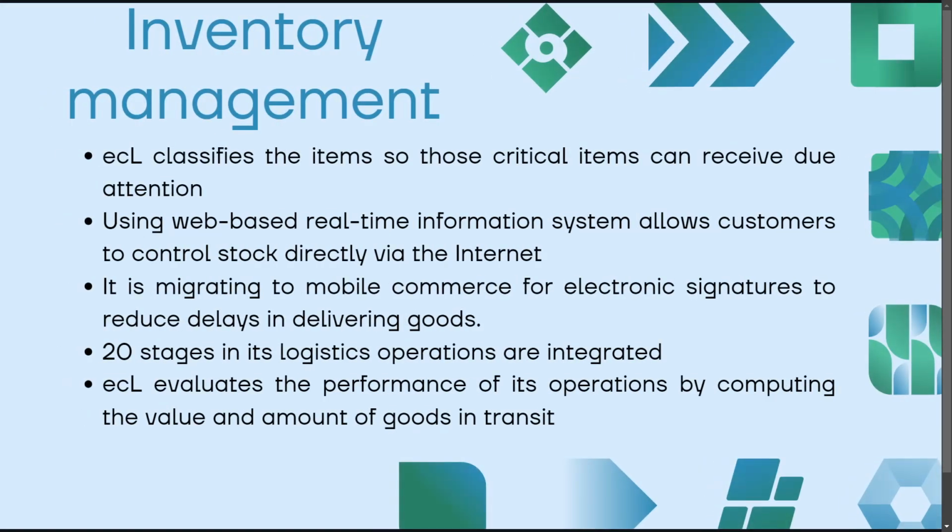The inventory management. ECL classifies the items so that critical items can receive due attention. Using a web-based real-time information system allows customers to control stock directly via the internet. It is migrating to mobile commerce for electronic signatures to reduce delays in delivering goods. 20 stages in its logistic operation are integrated. ECL evaluates the performance of its operation by computing the value and amount of goods in transit.